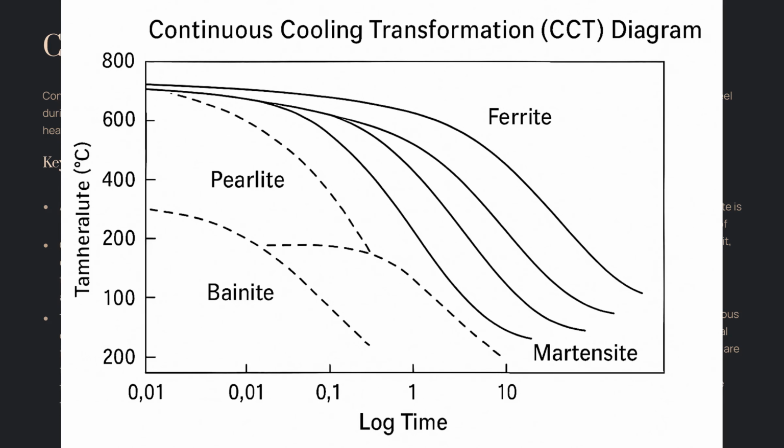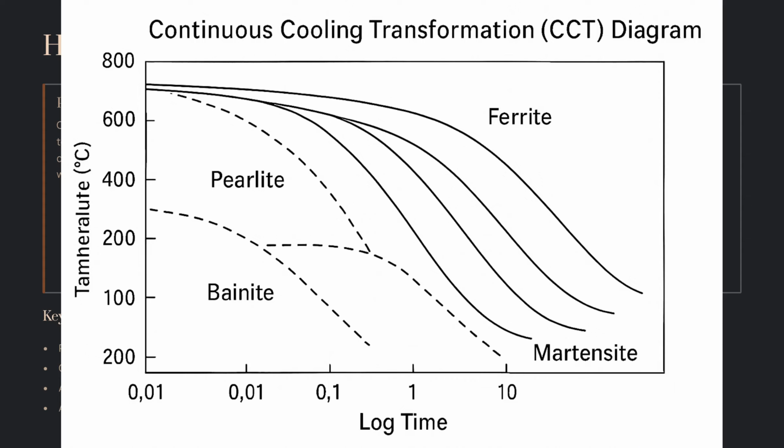Transformation regions. The diagram shows regions where different microstructures, ferrite, pearlite, bainite, martensite, form. As the cooling curves intersect the transformation start and finish lines, these lines are shifted to longer times and lower temperatures compared to TTT diagrams for the same steel, due to the continuous cooling effect.